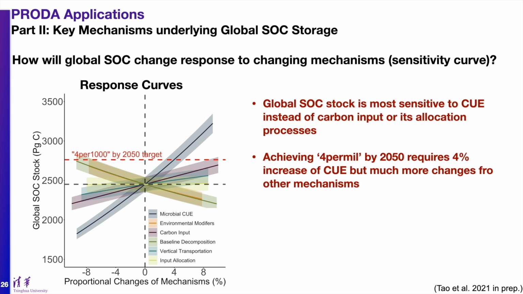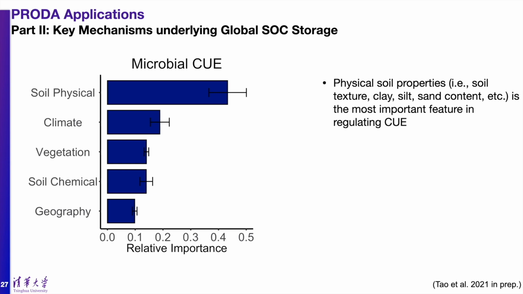Only a 4% increase of carbon use efficiency from its current value is required to achieve the 4 per mil target from now to 2050. But the question is, how likely can we really manipulate carbon use efficiency to achieve such an ambitious target? To answer this question, we may first understand which factors are controlling the value of carbon use efficiency.